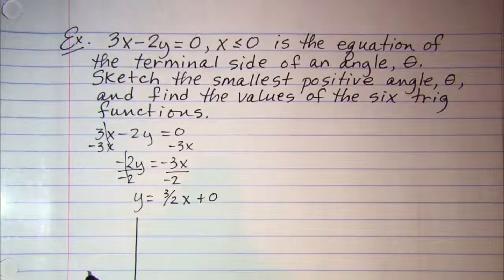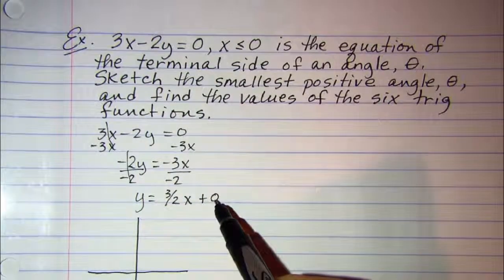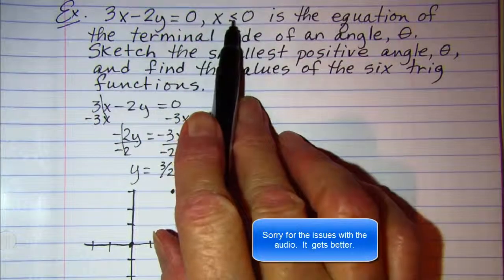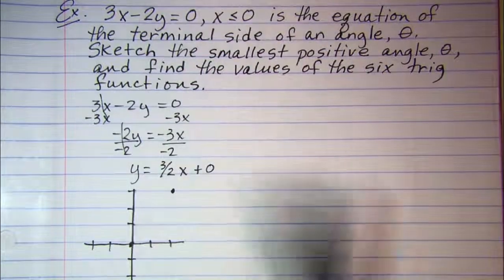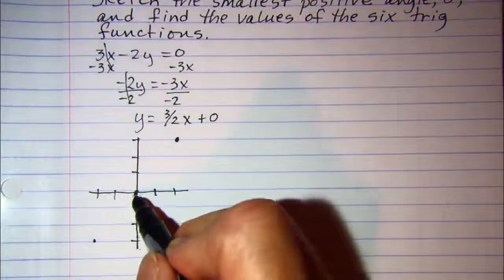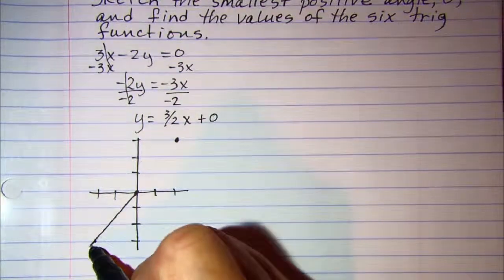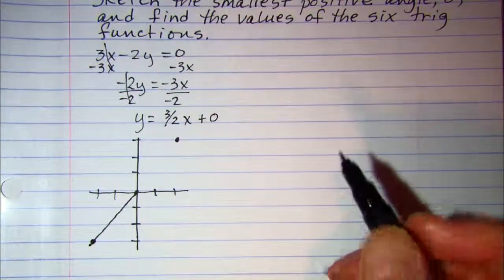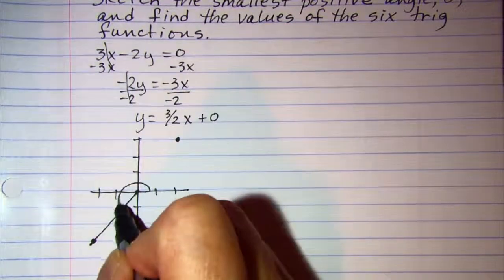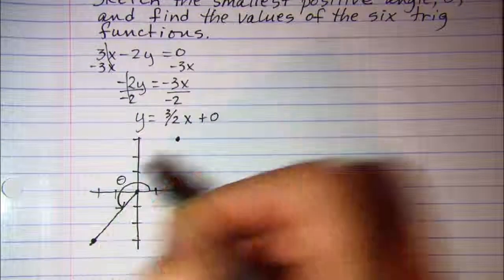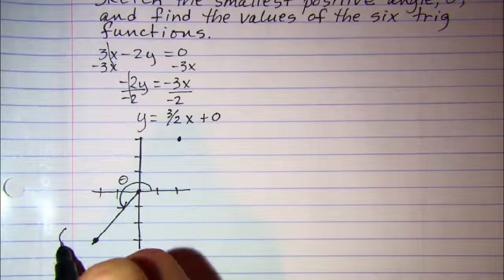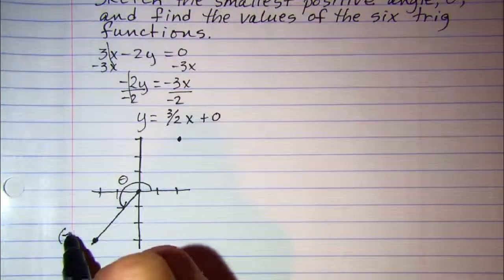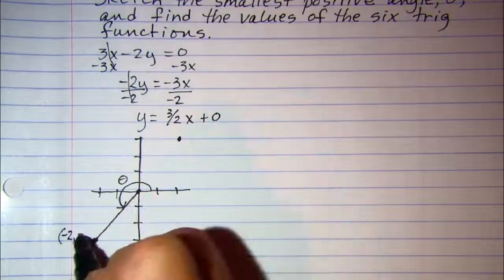We know from y equals mx plus b that the y-intercept is 0. And we're told that x is less than or equal to 0. So we want our x to be less than 0. So this is our terminal side of our angle theta. This will be theta. And our point is negative 2, negative 3.